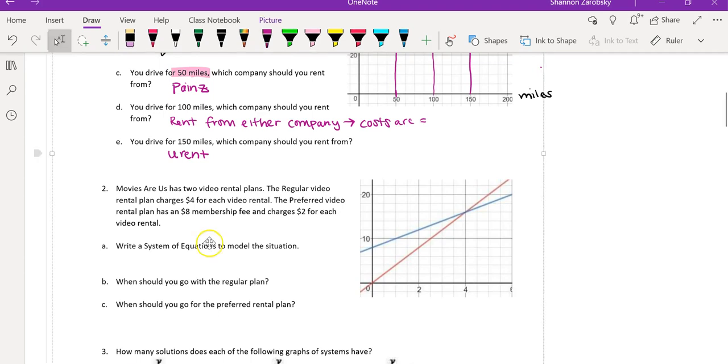All right, so similarly in number 2, Movies R Us has 2 video rental plans. The regular video plan charges $4 for each video rental. This is probably before you guys were born, but we actually had to rent movies and pay for them per video. They were not all streaming. Think Redbox or Blockbuster, if you remember those. So it's 4 times each movie, and there are no extra charges, okay?